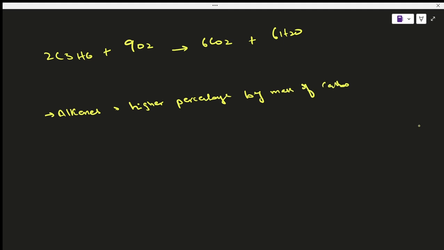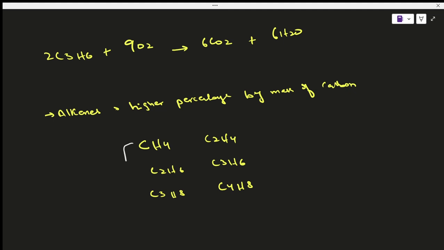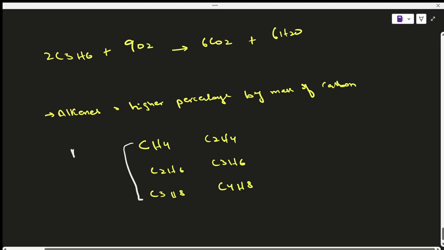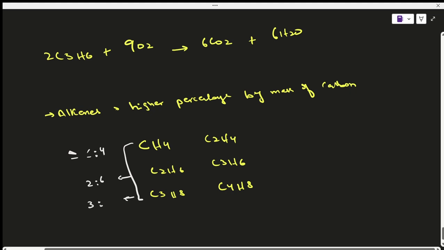And what does this mean? So let's say I talk about alkanes and alkenes. Let's say I take CH4, C2H6, and C3H8, and I also take C2H4, C3H6, and C4H8. Now, if I notice the ratio of carbon to hydrogen, in this one you have one carbon and 4 hydrogens. In this one, you have two carbons and 6 hydrogens. In this one, you have 3 carbons and 8 hydrogens.